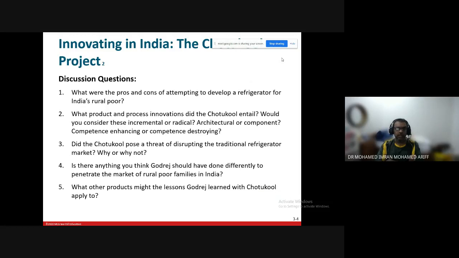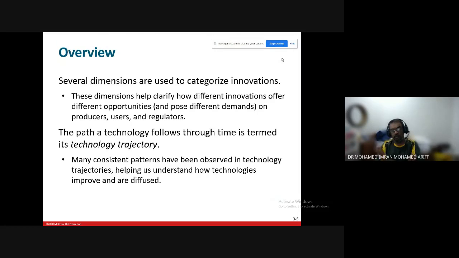So this company, finally, yes, it did well in selling the fridge. They rebranded the fridge and sold it to higher income people as a mini bar or something like that. So innovation sometimes can be useful, sometimes it cannot be useful. The path of technology follows through time and is still by technology trajectory. So over time, technology changes.